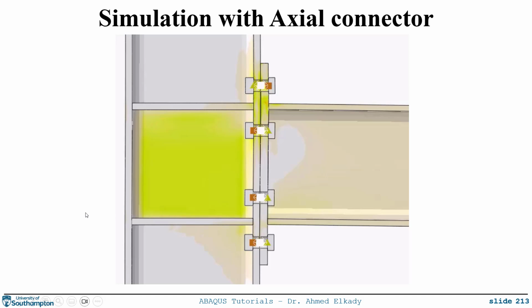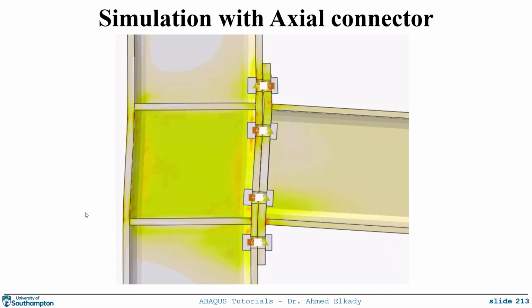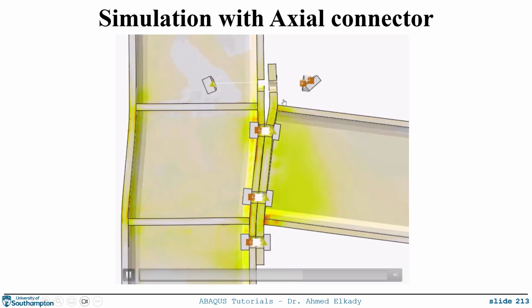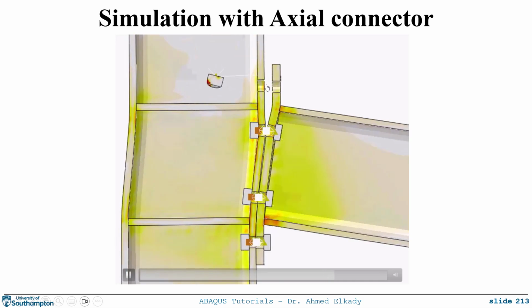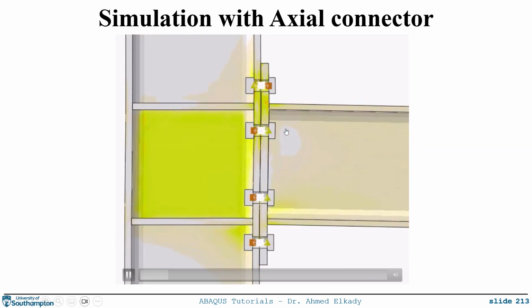And if I play the simulation, you can see here your beam and your column are being deformed, and you can see the components of the end plate deforming. And eventually, after you reach the failure elongation, then the bolts start failing.